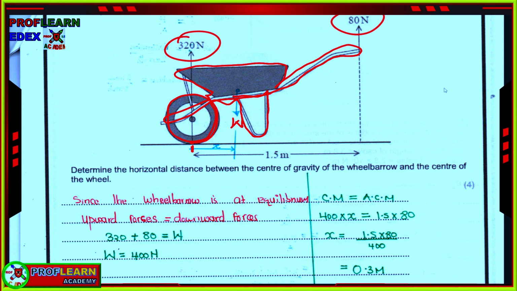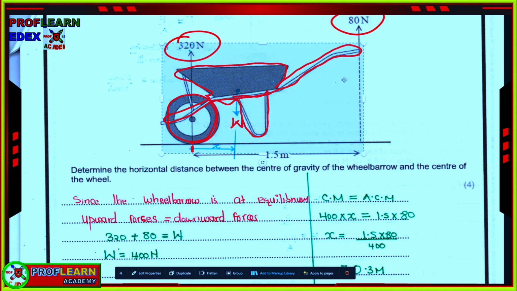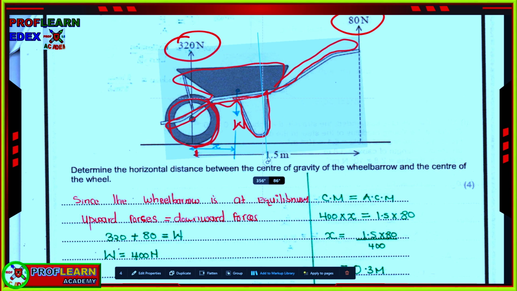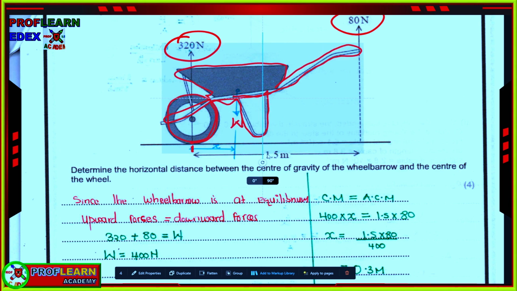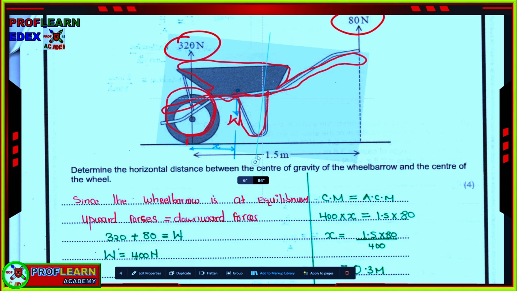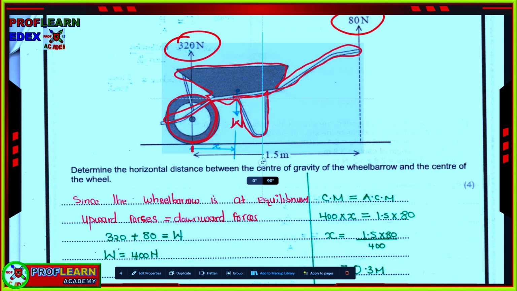So meaning that if this wheelbarrow that we are having here, it will be rotating. It will be rotating at what point? It will be rotating at about this point here, about the wheel. That's where it will be rotating. So the weight will cause what?